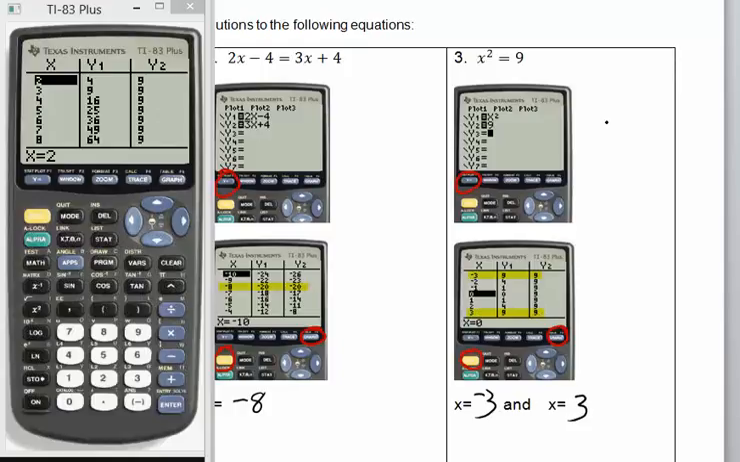And if I put these back into my problem, I have 3 squared equals 9. And that's true. 3 times 3 is 9. And I have -3 squared equals 9. And that's true also, because a negative times a negative is a positive. So this one has two solutions.